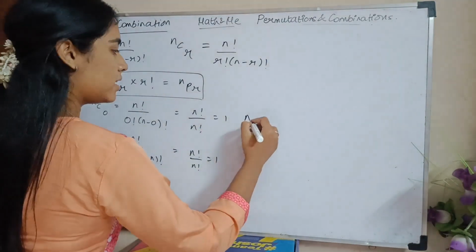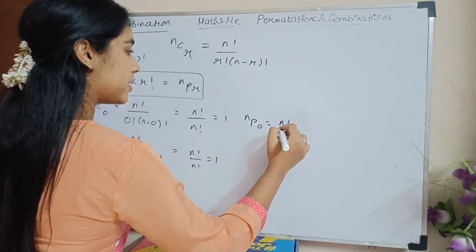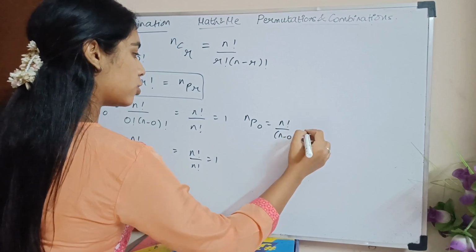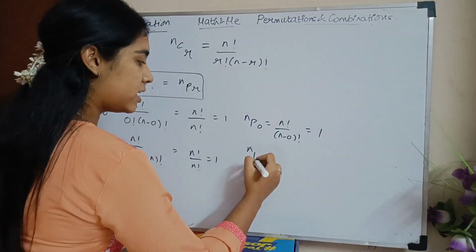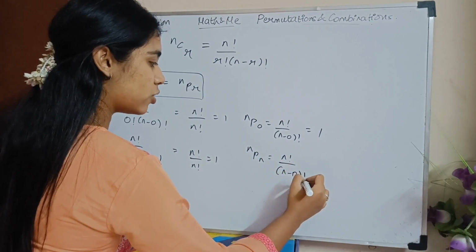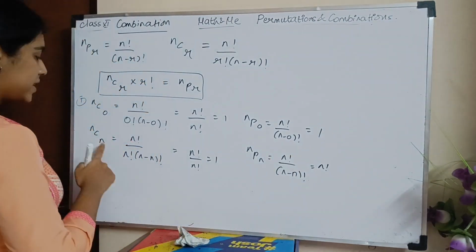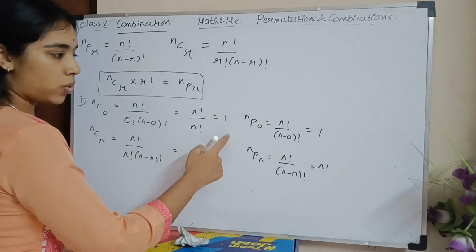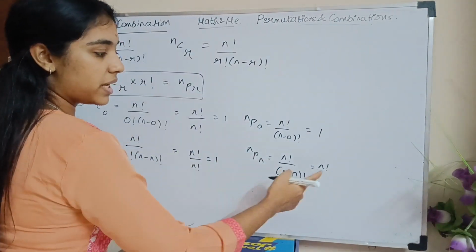Okay, similarly nP0, what will I have? n factorial divided by n minus 0 the whole factorial, that is also 1. nPn is n factorial divided by n minus n the whole factorial, which will be n factorial. Here nC0 and nCn are both 1. Here nP0 is 1, nPn is n factorial.